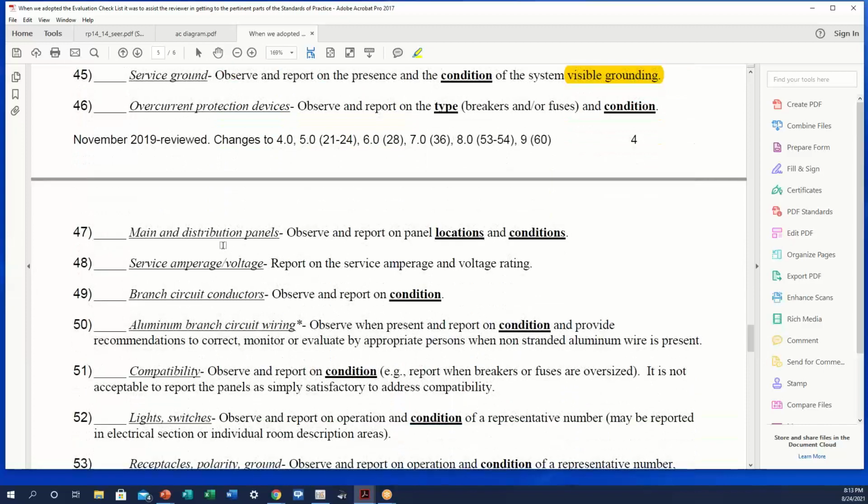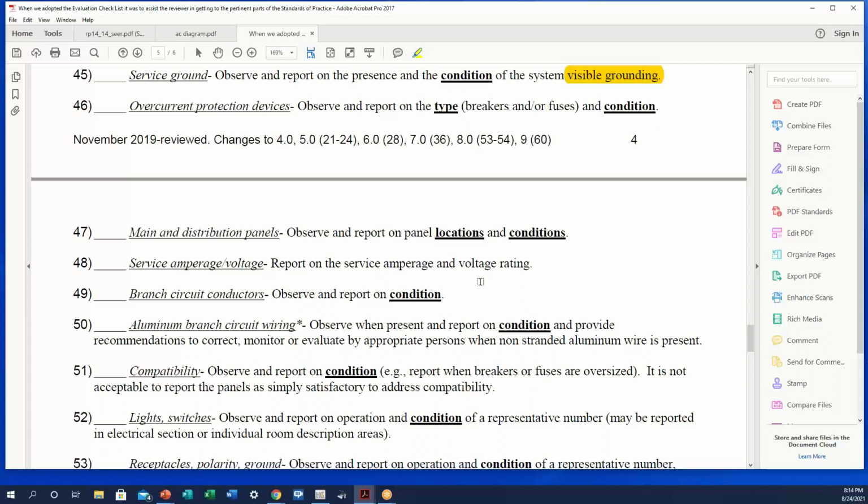Okay, main and distribution panel. They want to know what's the size of the service, probably. Oh, here it is. Service amperage and voltage. Report on the service amperage and voltage rating. What does that mean, Harris? You need to know what the voltage is and look at the circuit breaker or fuses to see the size of the fuses to determine the size of the service.